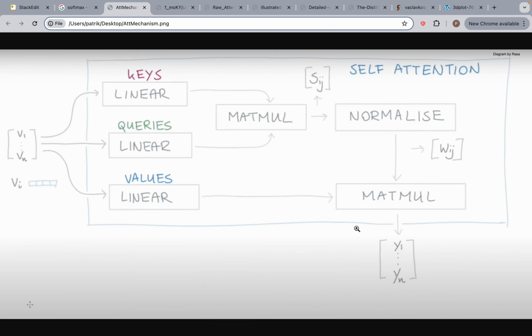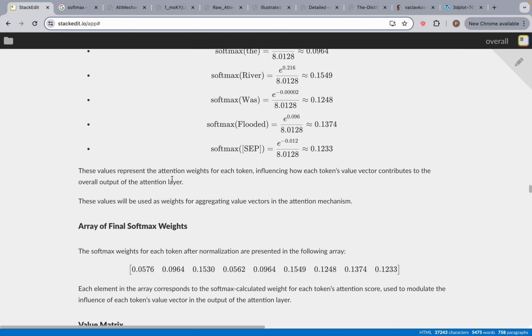So what we've done essentially is we've taken these raw attention scores that we calculated over here, and we just converted them to probability distributions, okay? And that will help the model speed up training and ensure that there's no issues with vanishing gradients or exploding gradients, so just things like that.